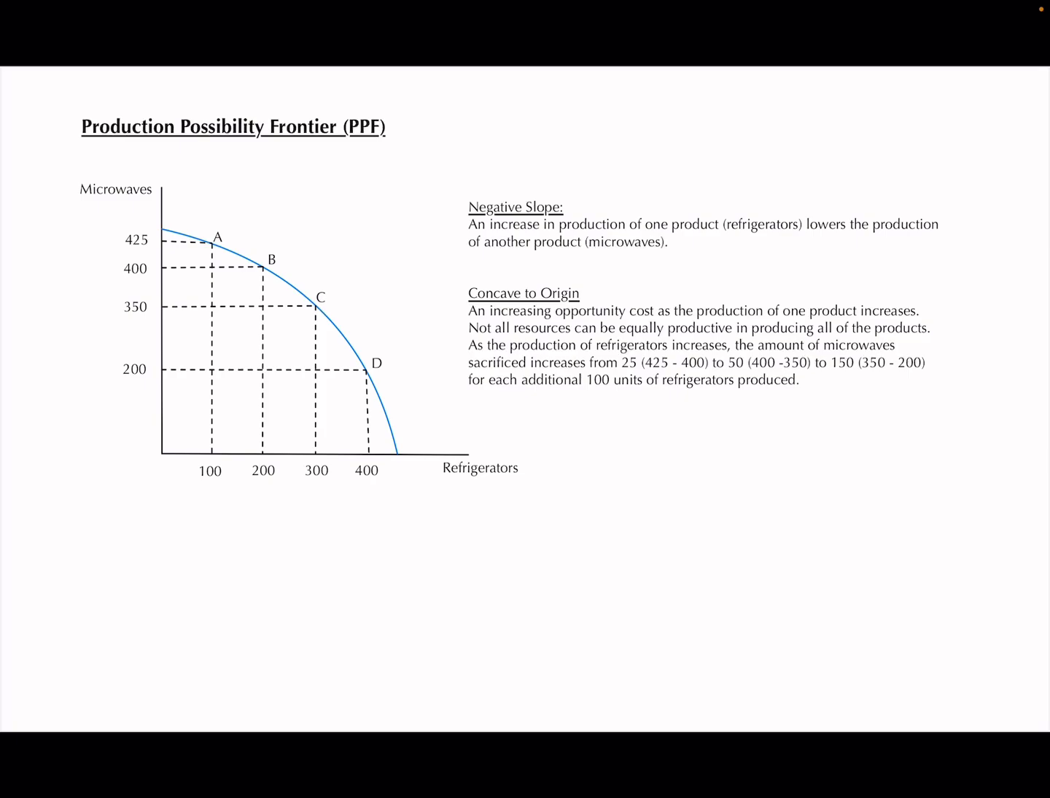This increasing opportunity cost is the reason the PPF curve is concave to the origin, as the increasing opportunity cost causes the production possibility frontier to increasingly slope downward. This progression from slightly negative to very negative creates the concave shape of the curve relative to the point of origin.